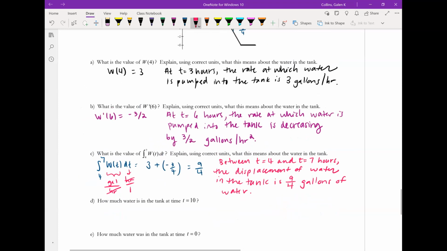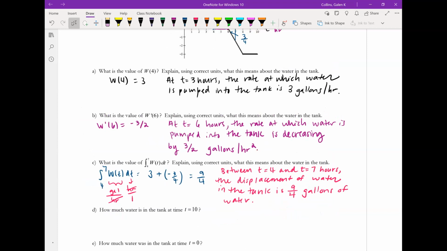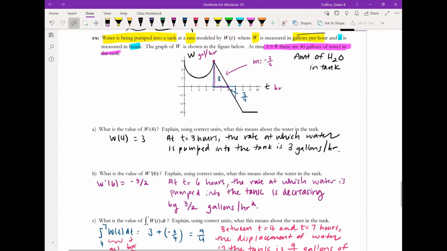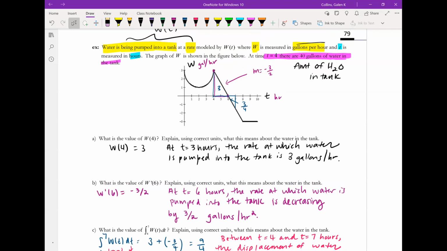So now in part D, we're asked how much water is in the tank at time t equals 10. And we have to have some initial, there must be a point in time where we know how much water is in the tank to be able to answer this question. So that was given to us. We were told at time t equals 4, there are 40 gallons of water in the tank. So at some point, I would come up with a variable. So I'm going to let A of t represent the amount of water in the tank.